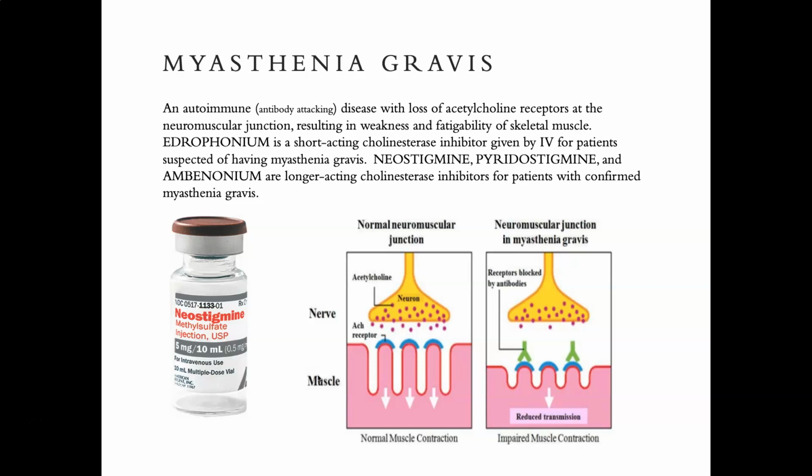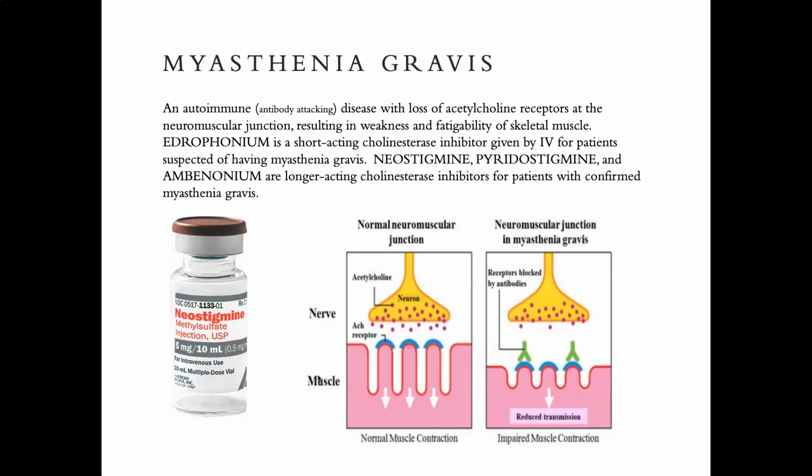So let's take a look below. I give you an example of a neostigmine vial so you can see what that looks like. And obviously it says for intravenous use. The graphic on the bottom right shows you a normal neuromuscular junction where you've got acetylcholine and it's hitting the receptors and causing the muscle to contract appropriately.